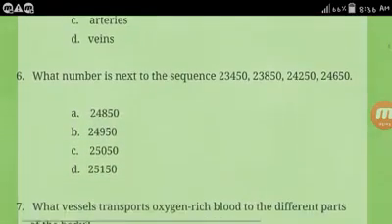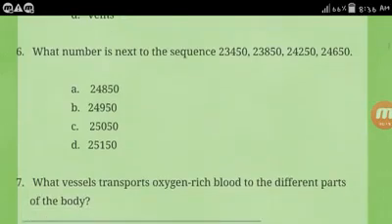Next, number 6, what number is next in this given sequence? As you noticed, we just add 400 to each preceding term to get the next term. So here, 24,650 plus 400 will give you 25,050, which is letter C.